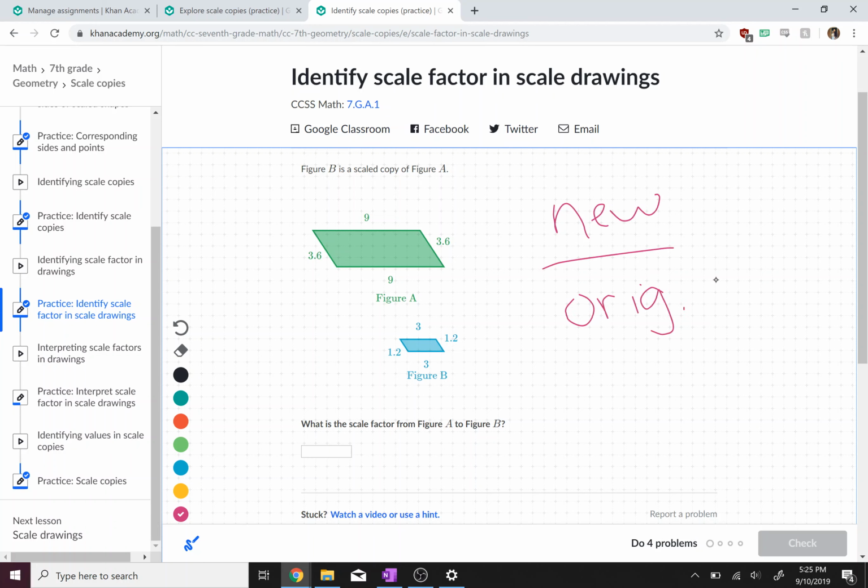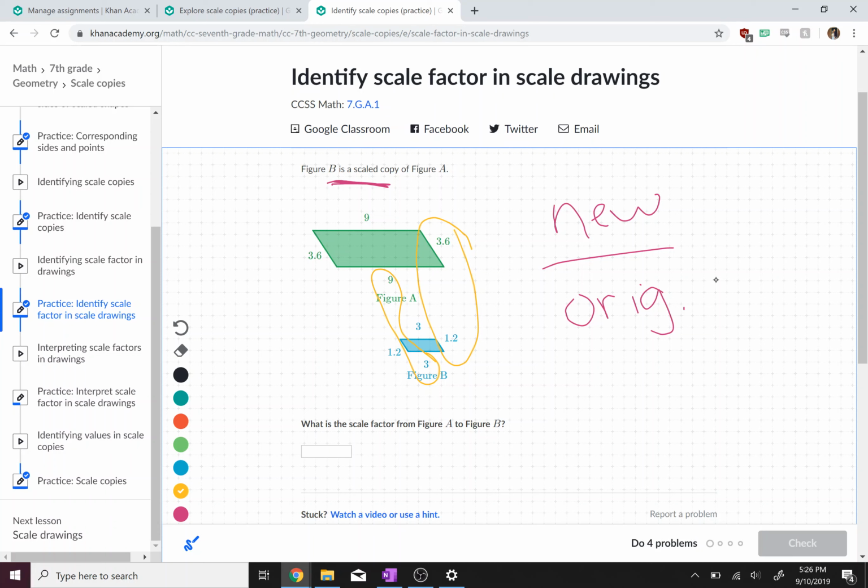So in this case, since A is the original and B is the copy, that tells us that B is our new shape. And we can identify the corresponding sides to help us figure out which measurements go together. So I can see that this 1 2/10 goes with this 3 6/10, and this 3 goes with this 9. Same thing with the other pieces. The top side goes together and the left side goes together.